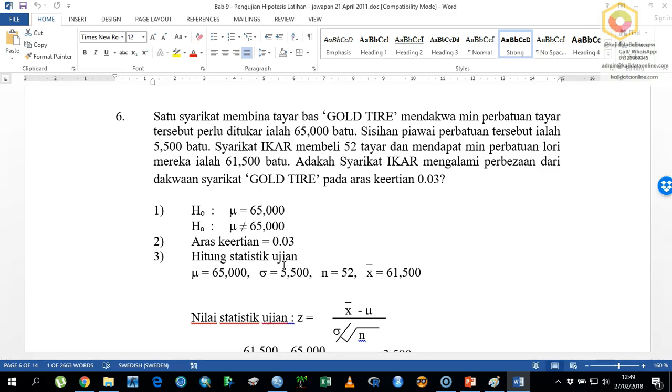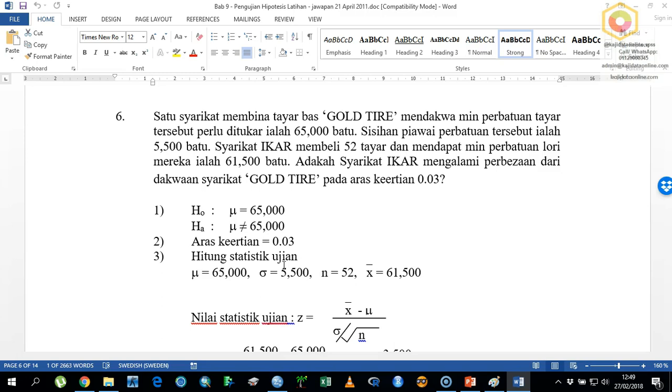Good. Okay? So the next one will be the tire company. A tire company makes something called the gold tire. The gold tire is estimated to let you travel around 65,000 kilometers. Wow, it's so huge. From here to Thailand takes around 65 times, you know. From JB to Thailand, 65 times. So this is very good, a very good tire.